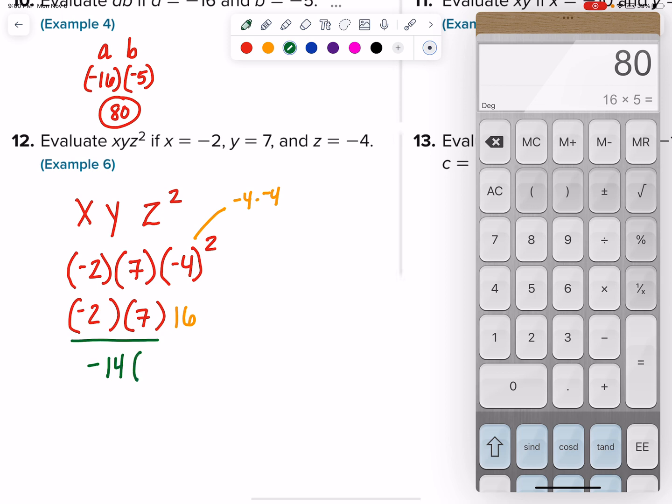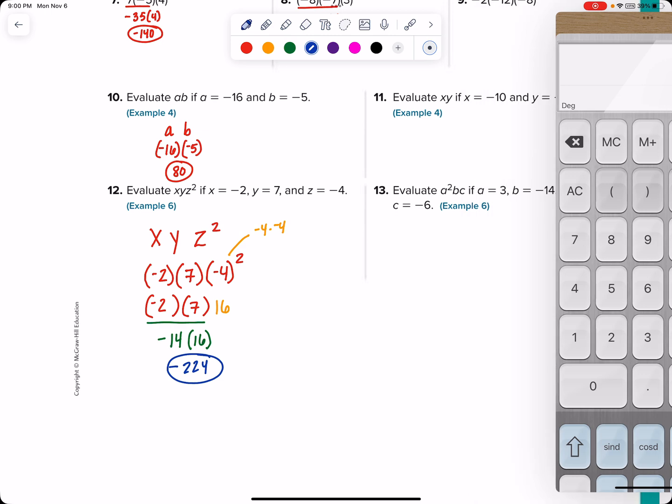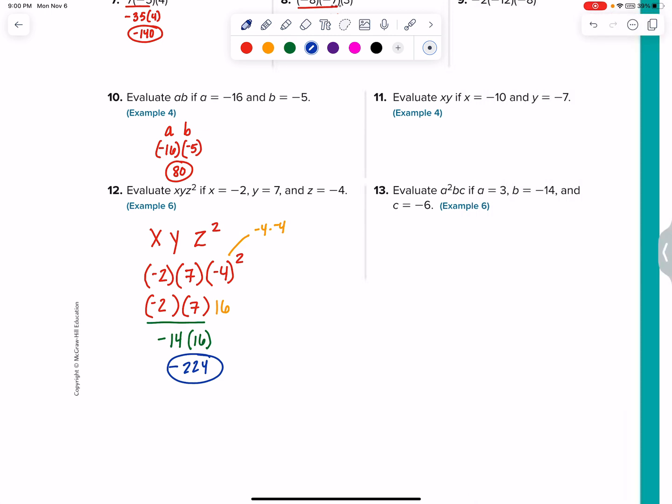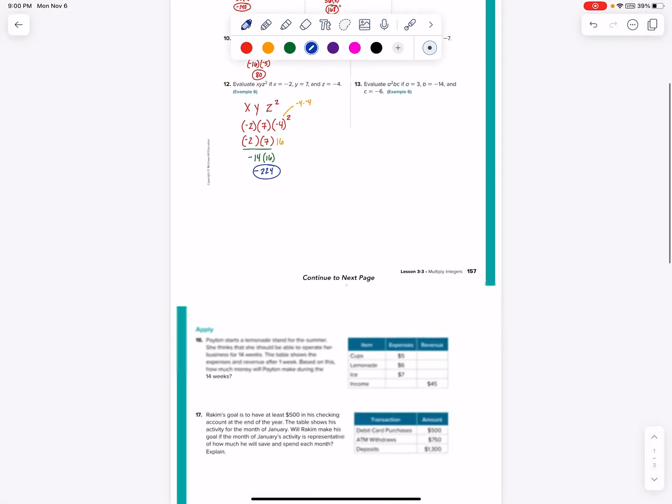Bring down the 16. And now we'll finish it off. I hate to love, so I actually hate. And whatever 14 times 16 is, there's our answer, negative 224. Okay. All right, so you have the next one to do on the right as well.